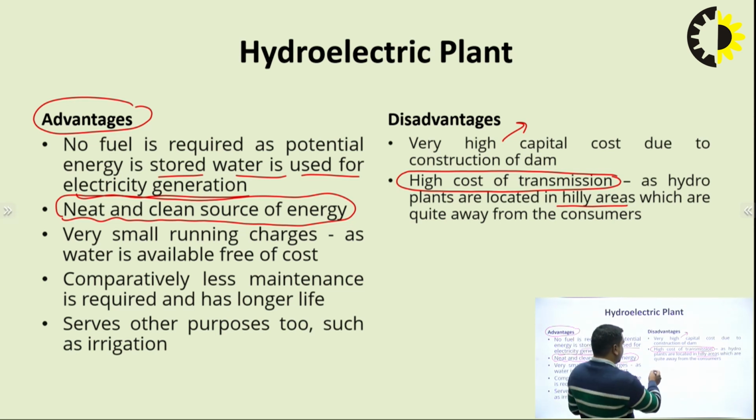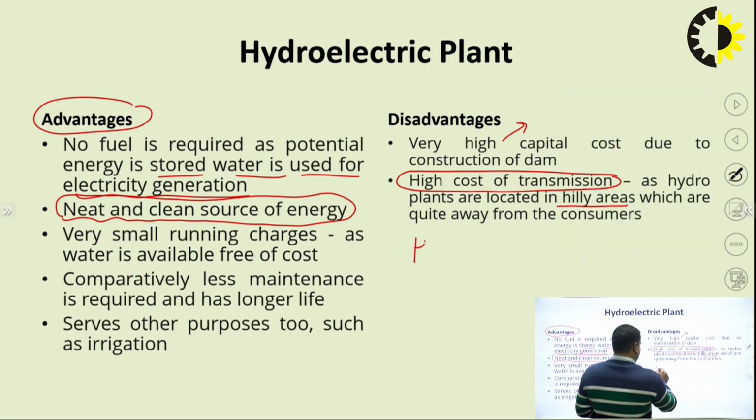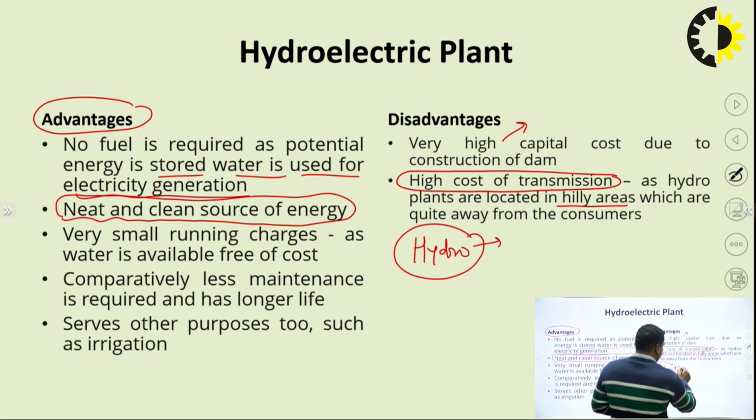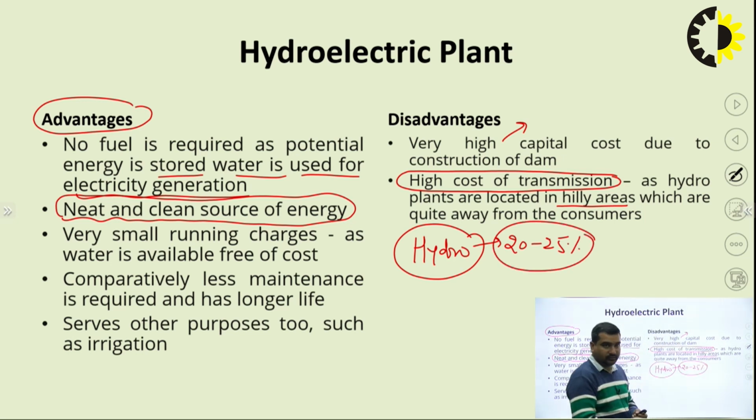Seen that the hydro plant is used almost 20 to 25% nowadays, and it goes on increasing because we are left with the conventional plants like thermal and nuclear plants. Okay, so today's topic is over.